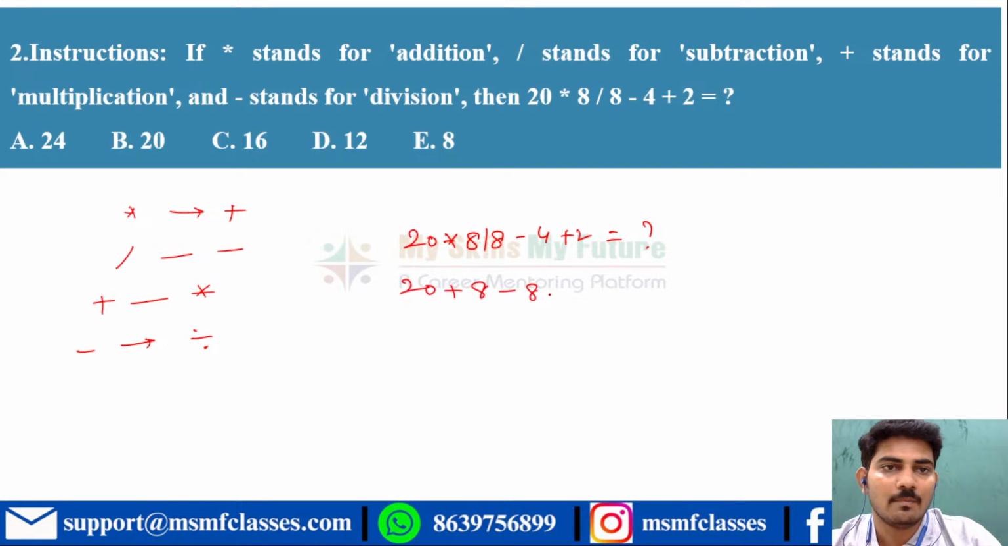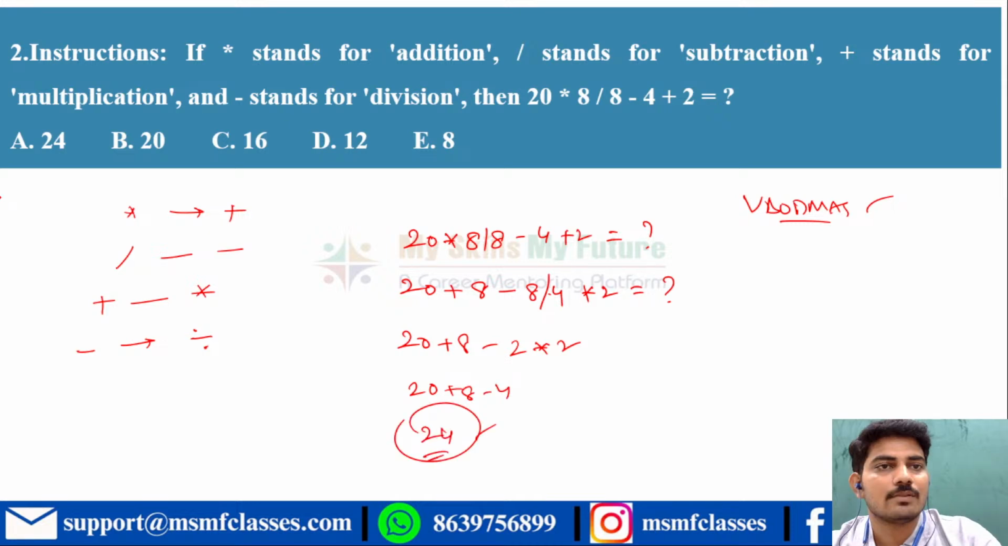So I need to use the BODMAS rule in order to solve this question. So 20 plus 8 minus 2 into 2. So 20 plus 8 minus 4, that will be equal to how much? I'll get the answer as 24. So that is presented in option A.